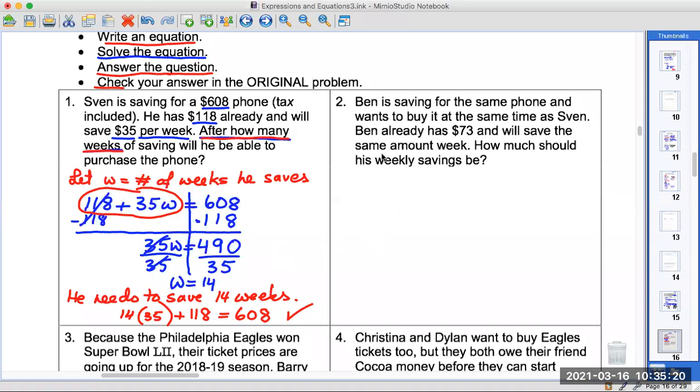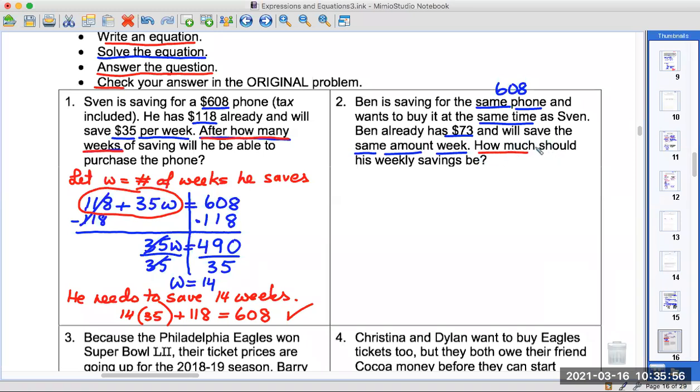Okay, let's do number 2. Ben is saving for the same phone. So that's also $608, correct? That's probably why this is here, and he wants to buy it at the same time as Sven. Ben already has $73 starting point, right? And will save the same amount each week. Here's the question. This is where you identify what you're looking for. This is your variable. How much should his weekly savings be?